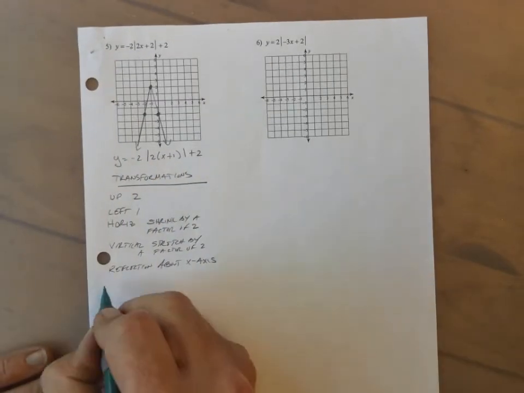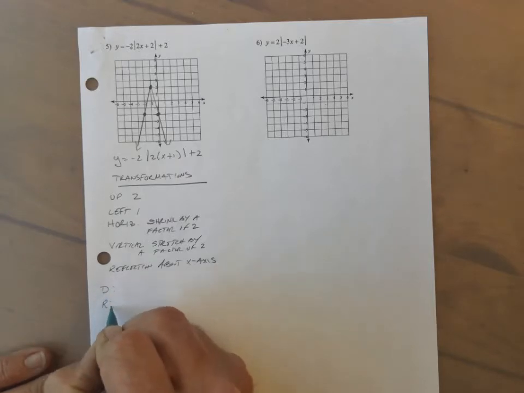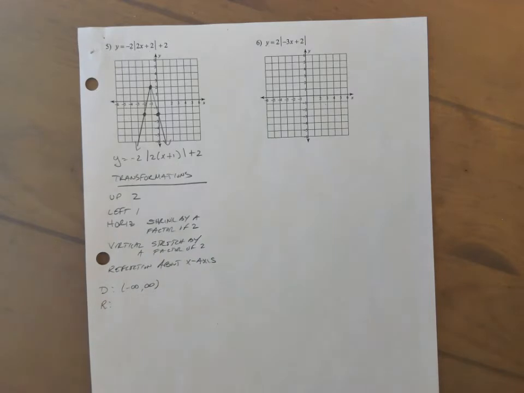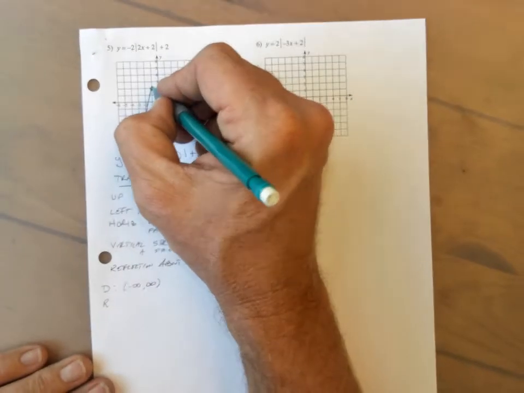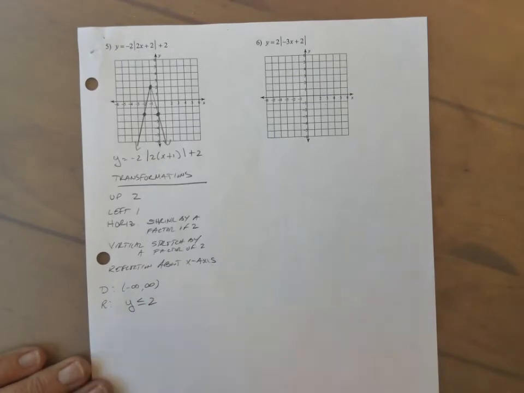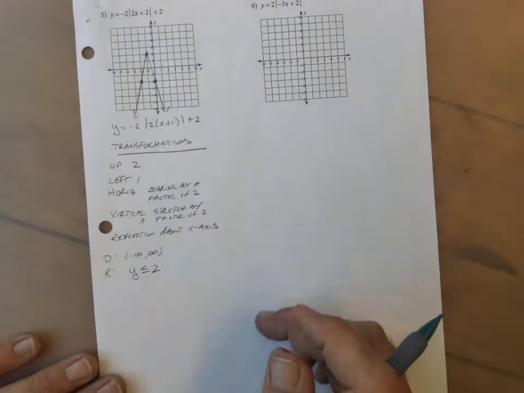All right, so we need two more things. We need domain and range. So domain, we know all real numbers, or negative infinity to positive infinity. And our range here is the uppermost portion, the greatest y value. So it's going to be y is less than or equal to 2. Okay, and then finally rewriting this as a piecewise.